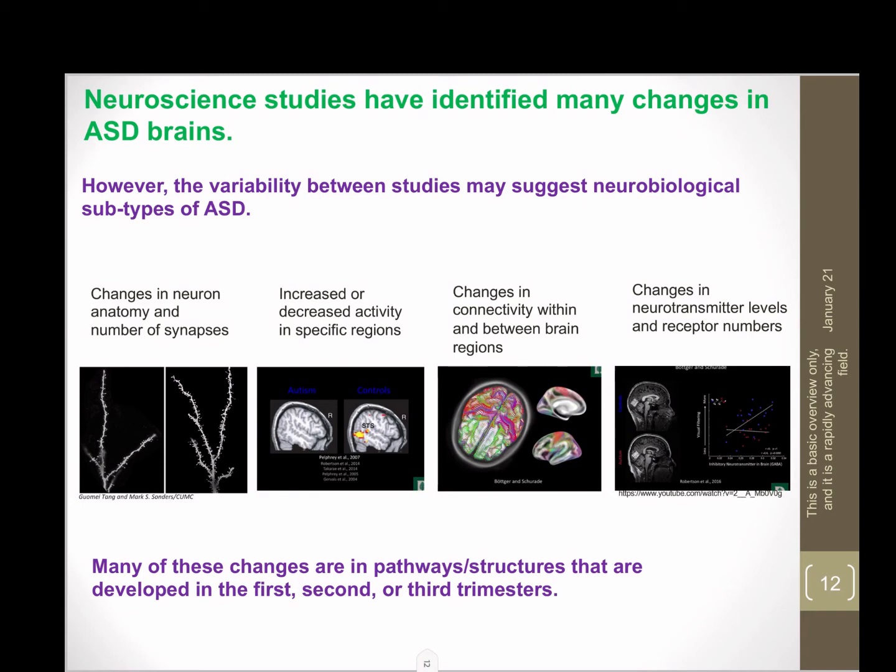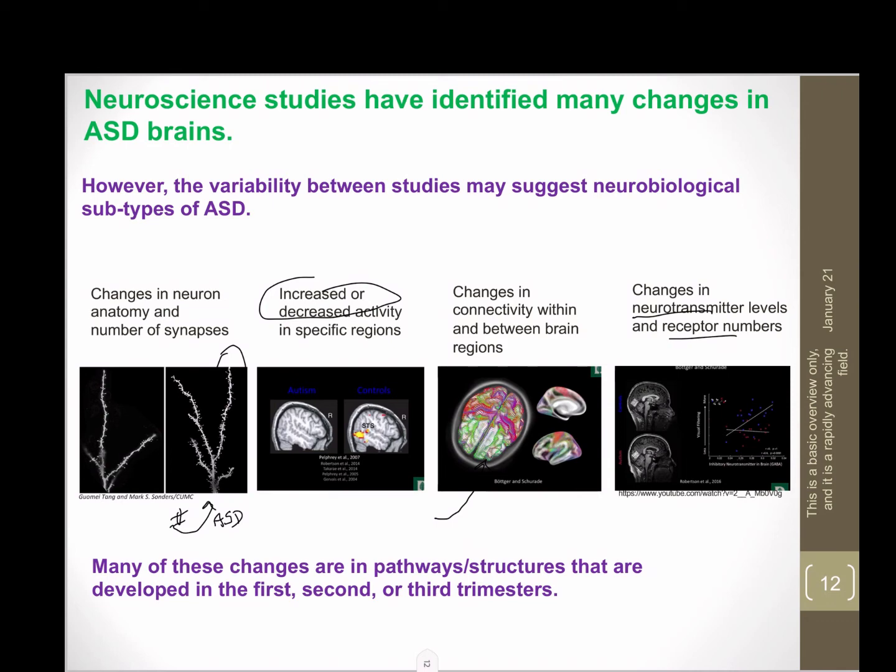In the ASD brain, we see changes in neuronal anatomy and we see changes in the number of synapses. You can see here in a neuron that came from someone with ASD, you have this increased number of structures that have synapses in them. If we look at functional MRIs, there are regions that have increased or decreased activity between people who have ASD and people who are neurotypical. We see changes in connectivity between different brain regions and within brain regions. And we see changes in neurotransmitters and receptor numbers.